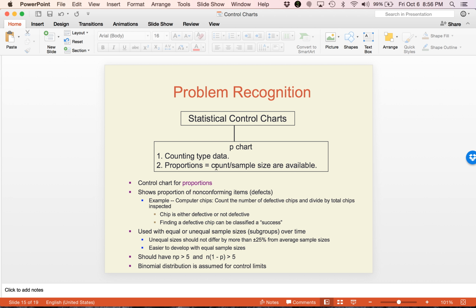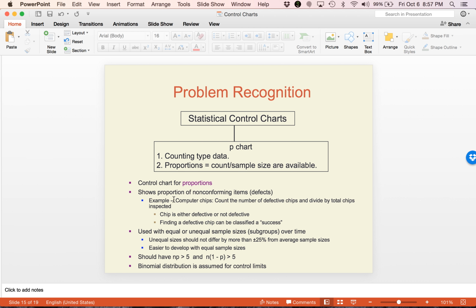we get a proportion. So if we count the number of defects out of a particular run, and we look at the number of things in that run, that would be a proportion. If we plot those sample proportions over time, we could see what is the proportion of defective things over time, and we could see if it's normally varying or not.